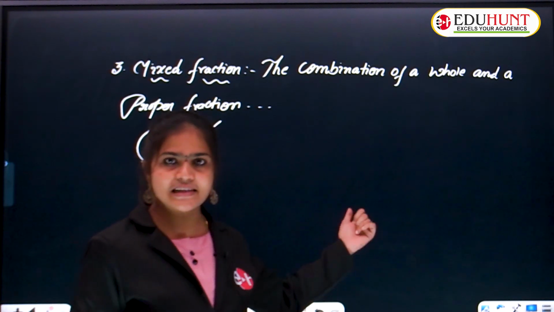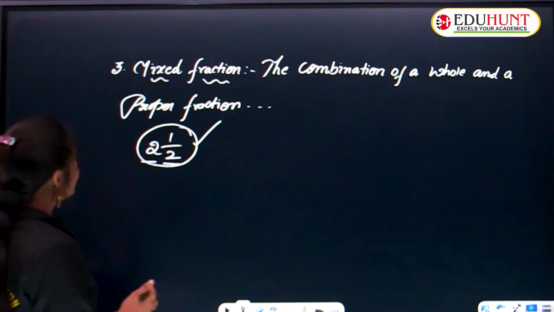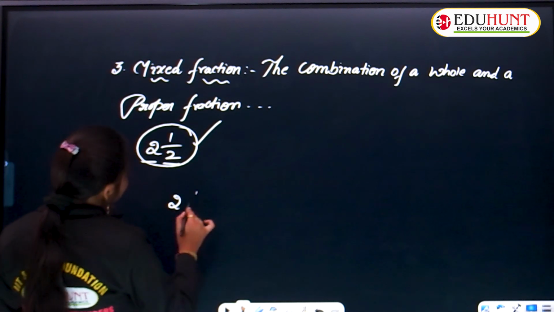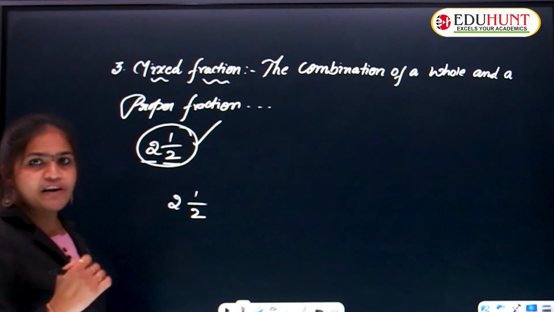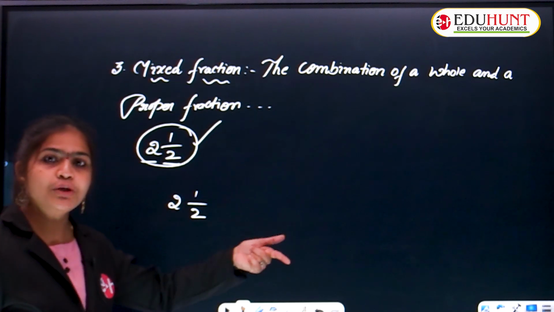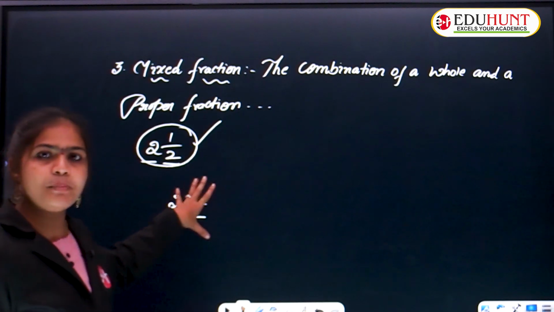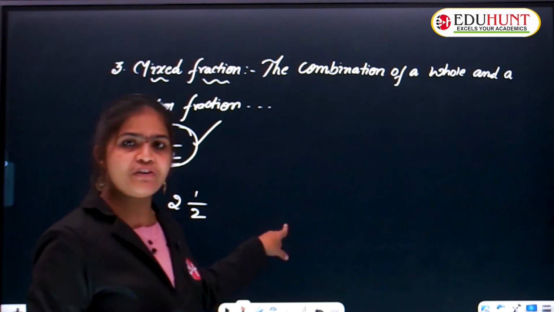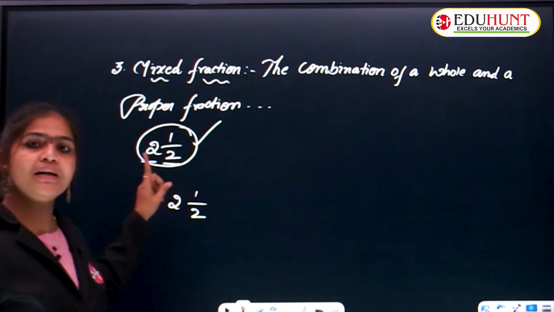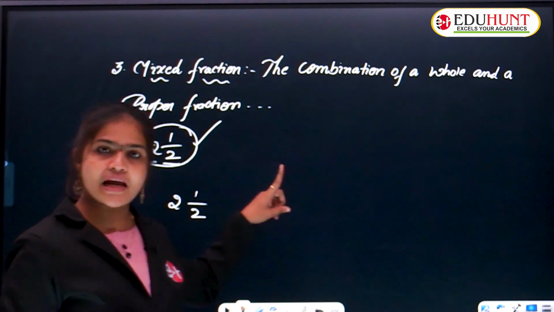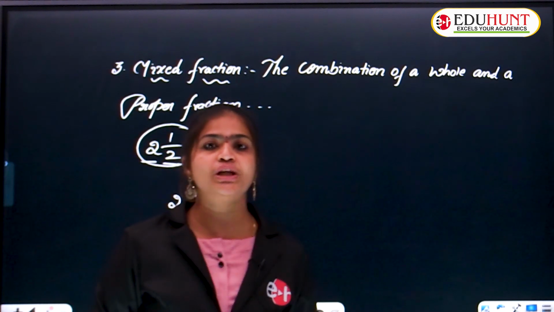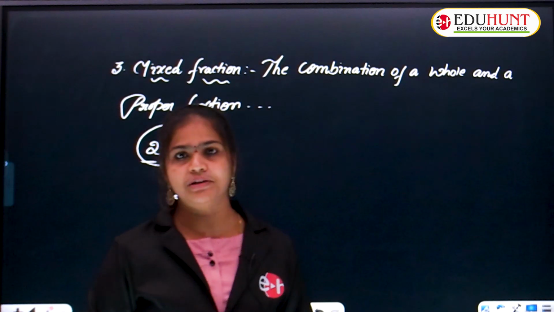Okay, once again, just recall these concepts. Now here 2 and 1 by 2 is there. This is a mixed fraction, we know that. How to convert it into an improper fraction? Here a mixed fraction is a combination of a whole and a proper fraction, but after converting the mixed fraction into a fraction, we will get an improper fraction.